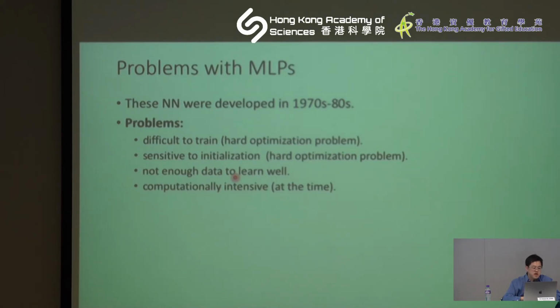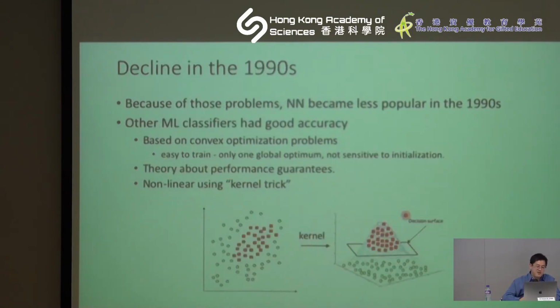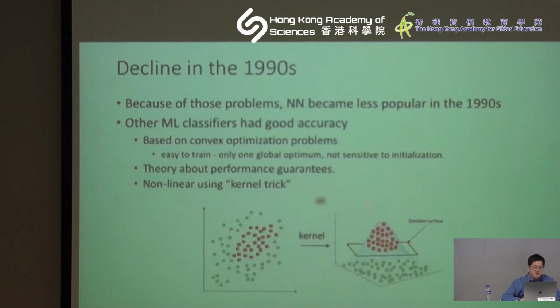Because the computers we had looked like this. This is an Apple II, this is a Mac. This is a Commodore 64 that you connect to your TV to play games. It only has 64K of memory. That's why it's called 64. A lot of fun memories. Anyway, because of this, it's very intensive, you need a lot of data, and it's hard.